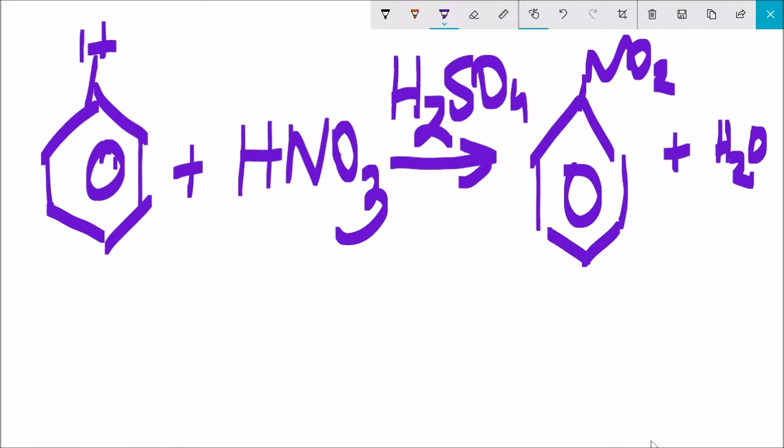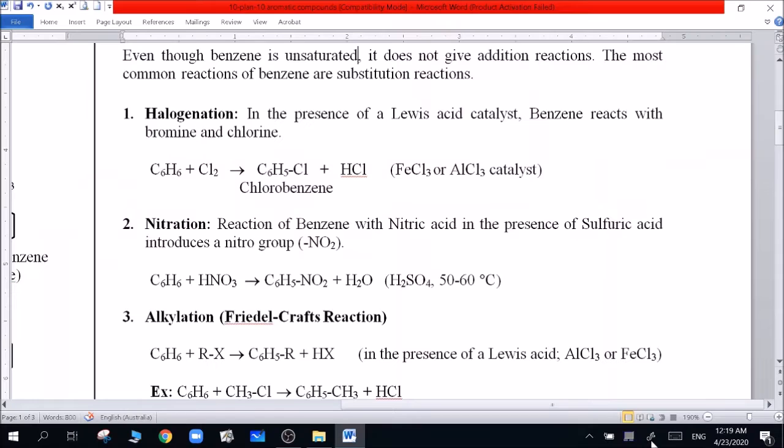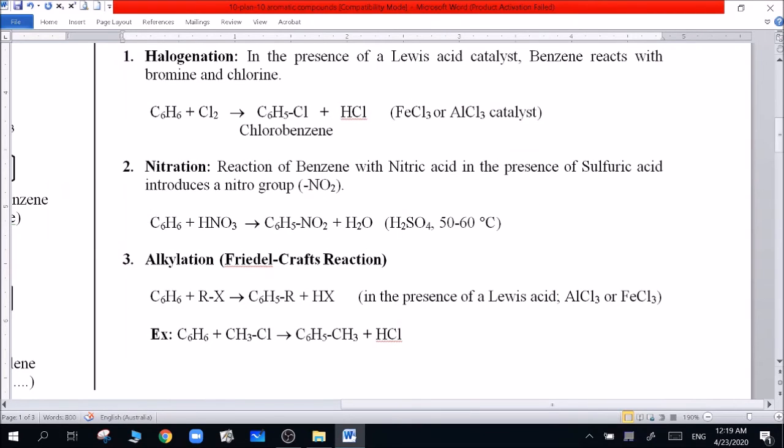So that's it. Nitration of the benzene ring: concentrated sulfuric acid and concentrated nitric acid, this mixture, and benzene. You mix them and you get this. You should be able to write the reaction here. And then the last one is going to be alkylation.